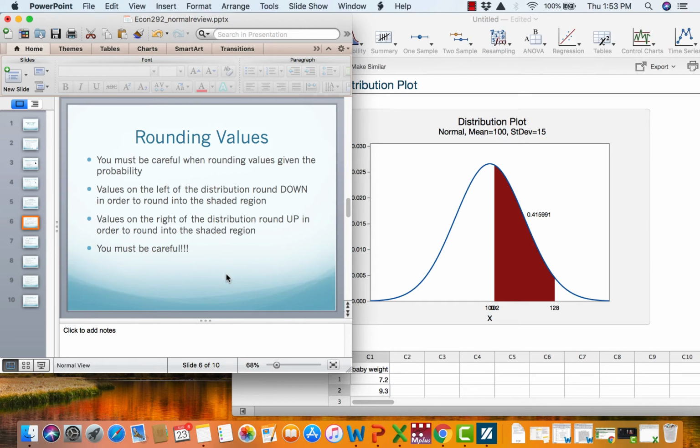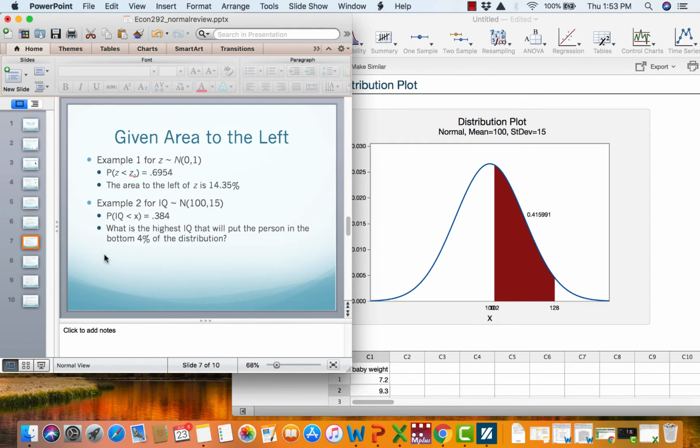and that is you have to be careful when rounding values given the probability. The trick is always round into the shaded region. So what do I mean by that? Values on the left of the distribution round down in order to round into the shaded region. Values on the right of the distribution round up in order to round into the shaded region. So you need to be careful here. And again, we're getting ready to go through a whole bunch of examples, so I think you guys are going to catch on pretty quickly.